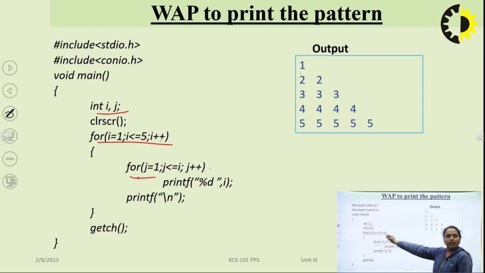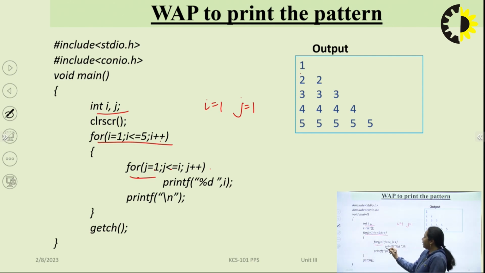So how will this statement work? First of all, value of i is what? i is 1. Condition is checked, i must be less than equal to 5, condition is true, it will come inside the loop. It is written for j equal to 1 and j must be less than equal to i, which is 1, means this condition is also true, j is 1. So what will it print? It will print i. And what is the value of i? Value of i is 1. So 1 is going to be printed.